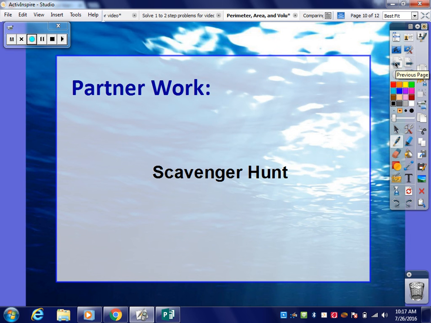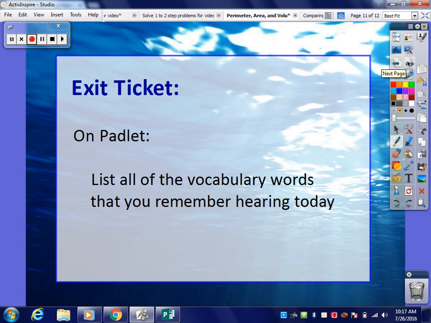All right, so with your partner, you are now going to do a scavenger hunt. And that would have been after a few practice problems. And then for their exit ticket, they'd get on Padlet and they would list all the vocabulary words that they remember hearing from today.